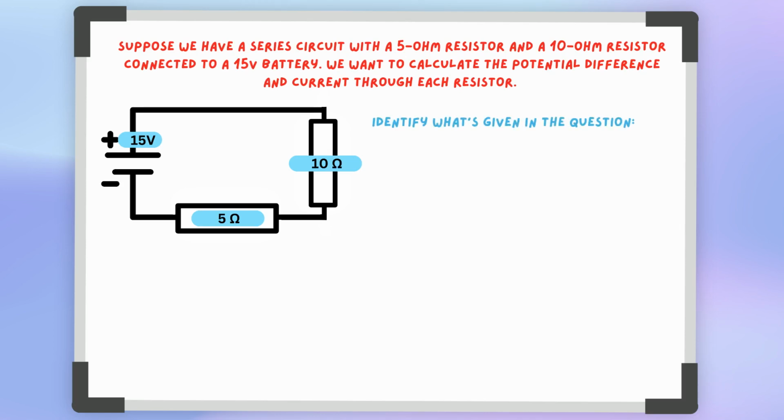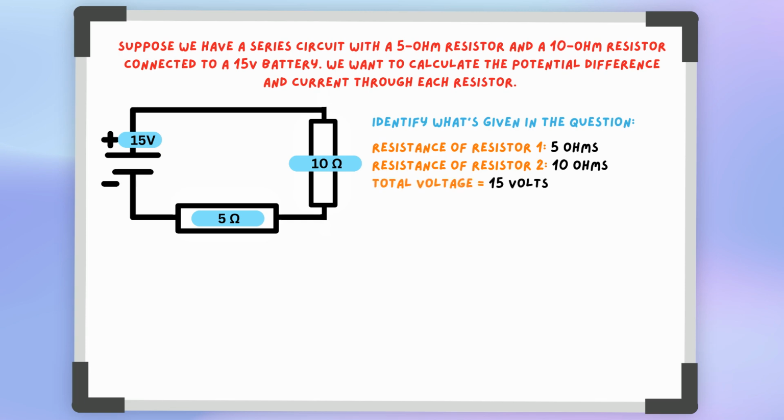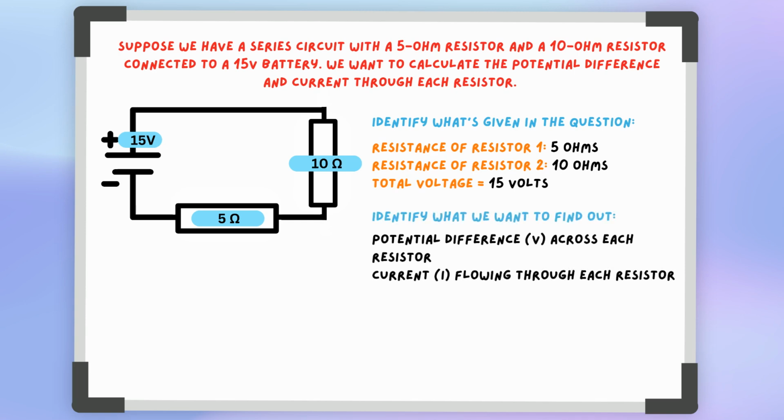First, identify what's given to us. We know that the resistance of resistor 1 is 5 ohms, the resistance of resistor 2 is 10 ohms, and the total voltage supplied by the battery is 15 volts. Next, identify what we want to find out. We want to know the potential difference, V, across each resistor and the current I flowing through each resistor.